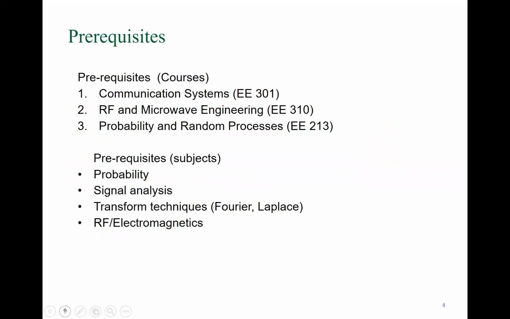Okay, how about the prerequisites? I assume that you passed the communication systems course, the RF and microwave engineering course, and the probability and random process course. These are a must for this course. If you did not take any of these, then please drop this course. Otherwise, it's very likely that you will fail.